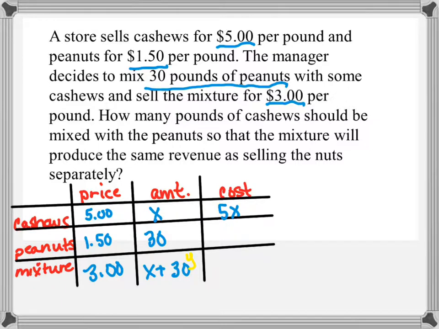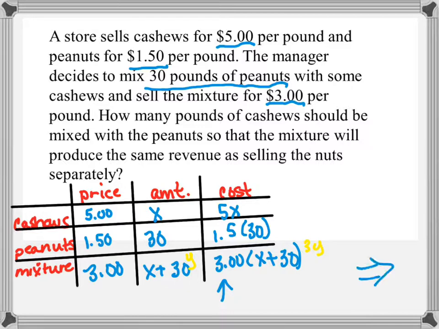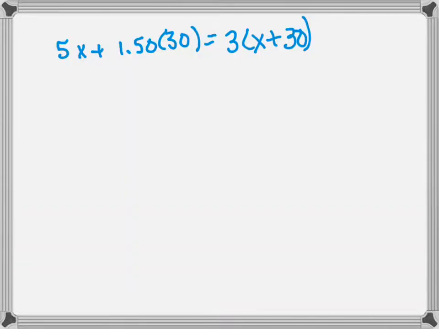So then for my total cost for cashews, I would do the price times the amount, 5 times x, 5x. For peanuts, 1.5 times 30. And for the mixture, I would have 3 times x plus 30. Or if I were writing a system of equations, I would have 3y. So now, remember from that first unit, we got our linear equation by using this third column. And I can write, to solve for my x, 5x plus 1.5 times 30 equals 3 times x plus 30.